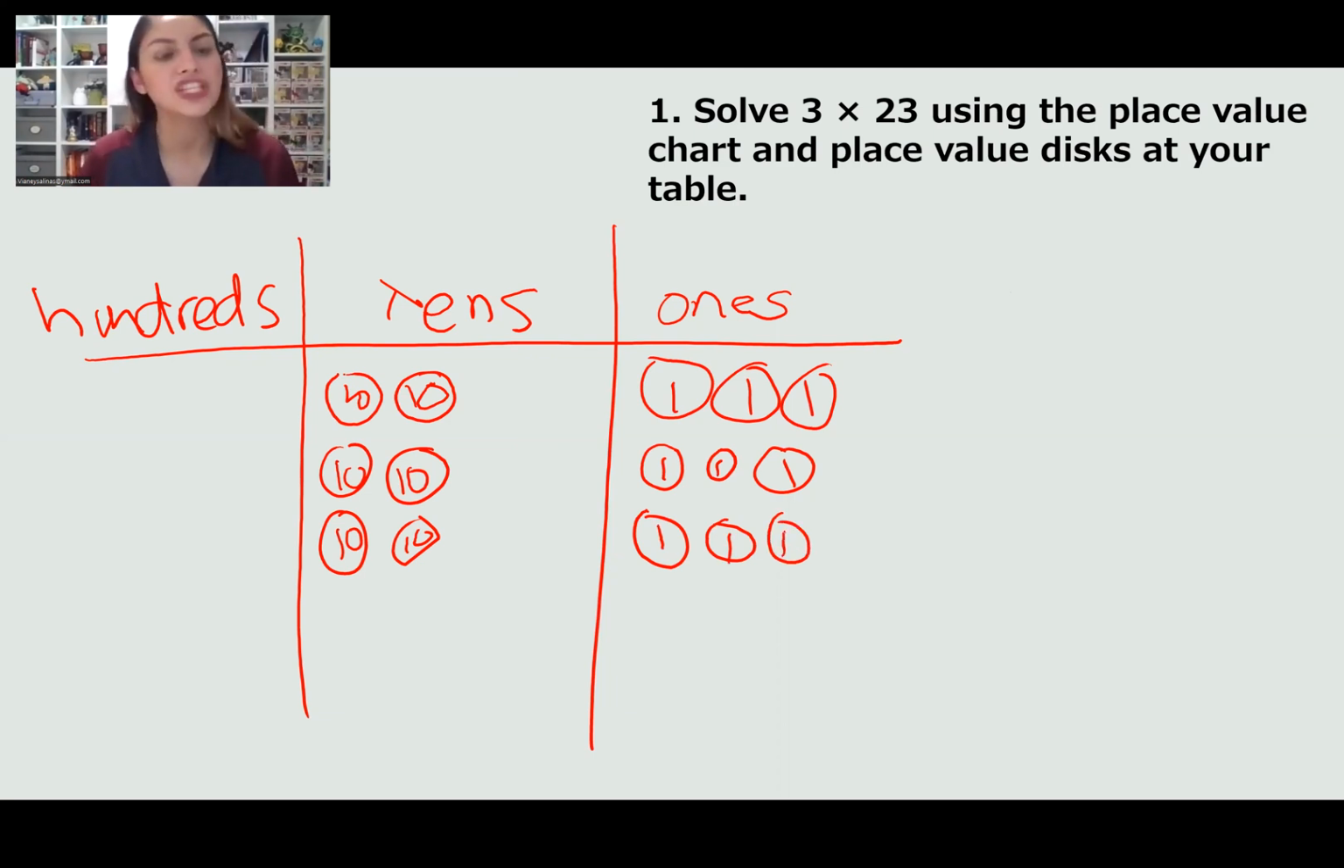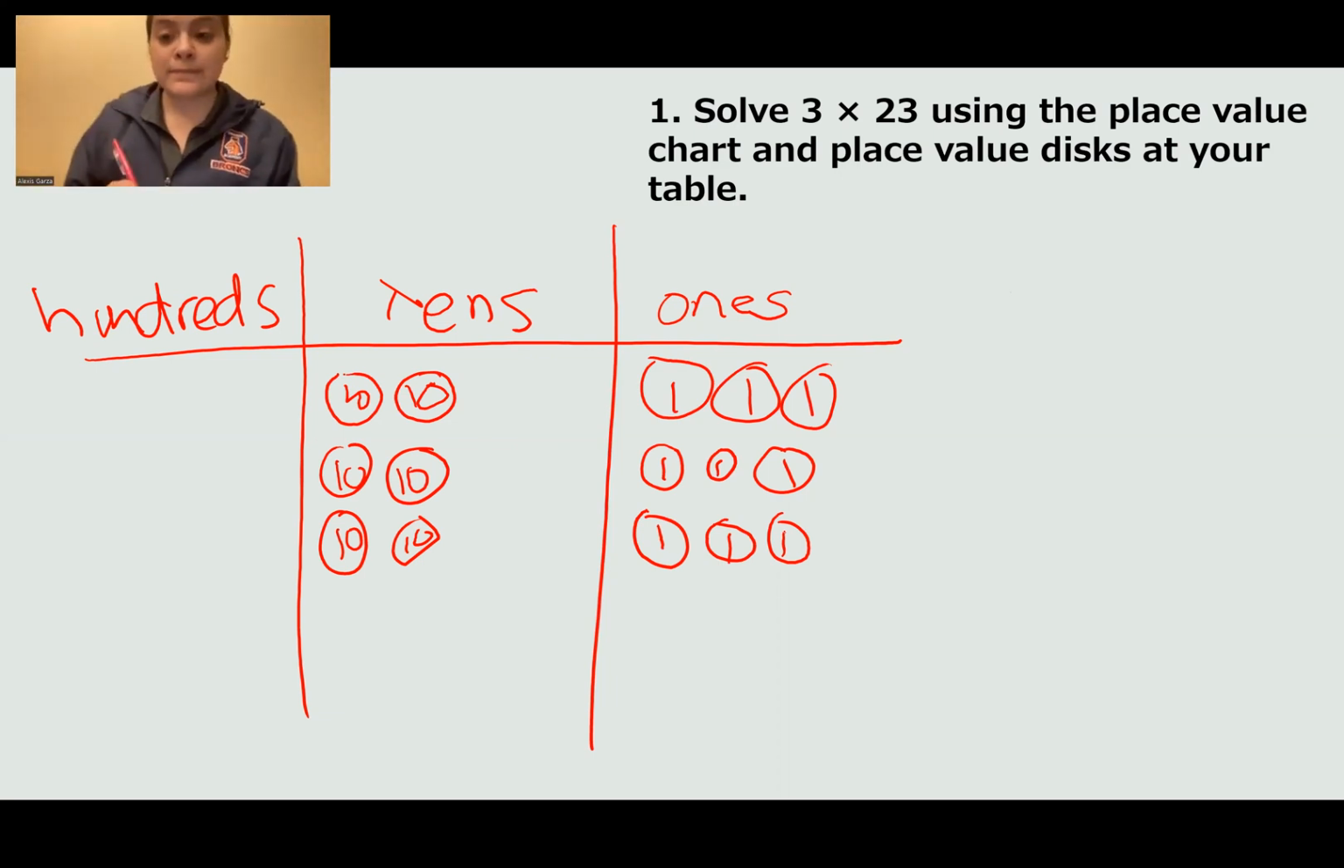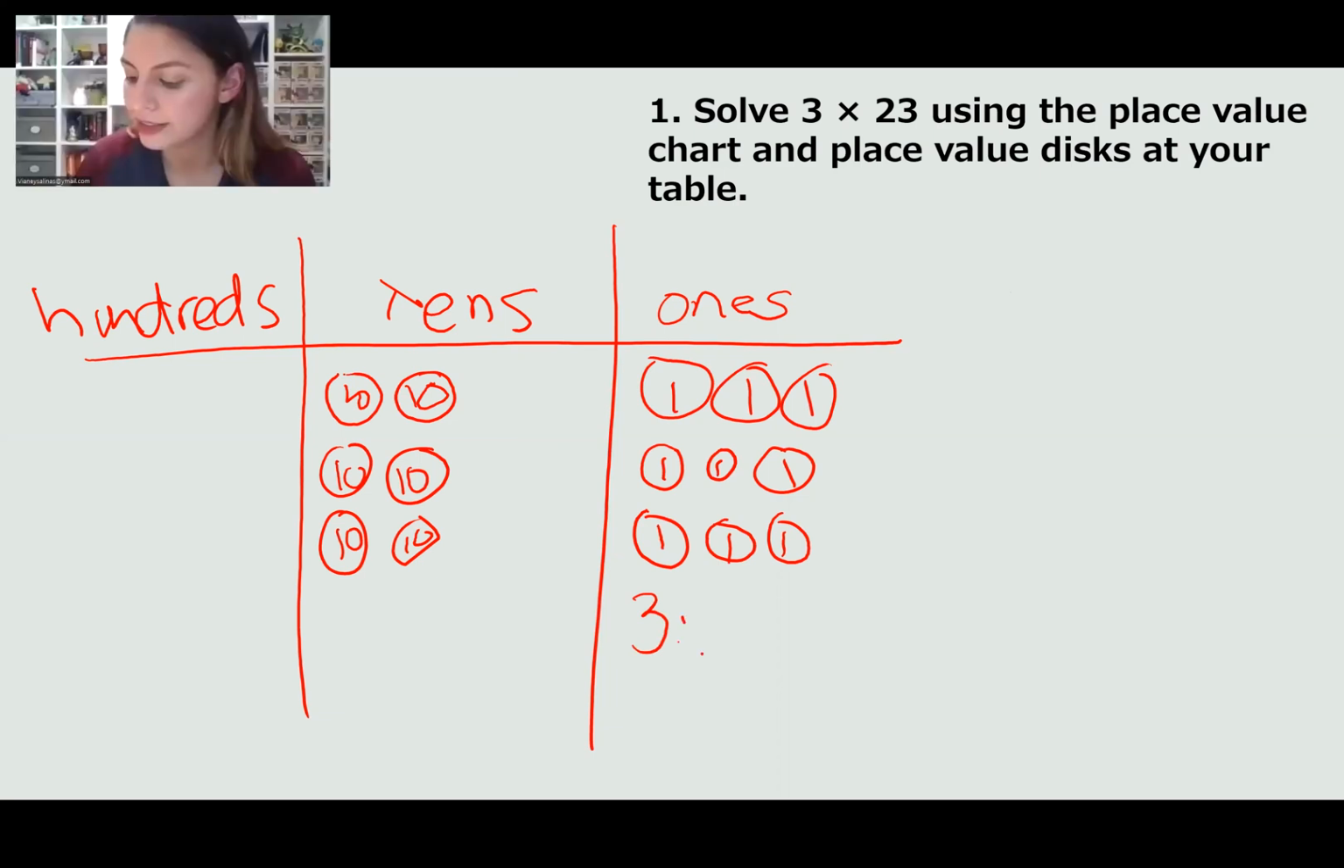All right, so now let's find the total value of our ones. 3 groups of 3 ones equals? 9 ones. Great, so we're going to write 3 times 3 ones is equal to 9 ones.